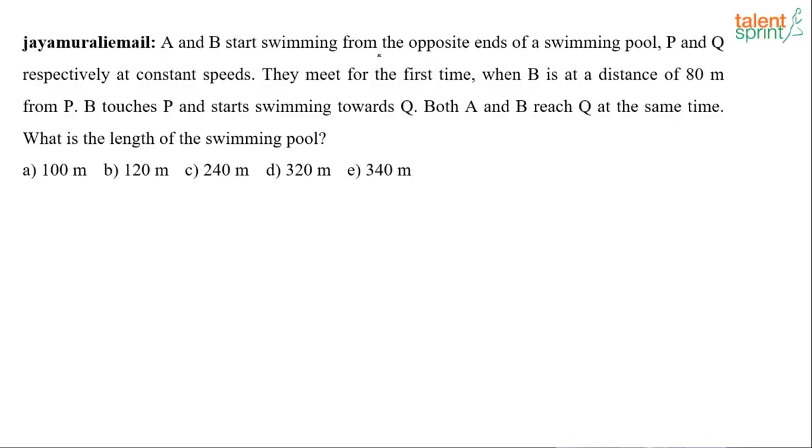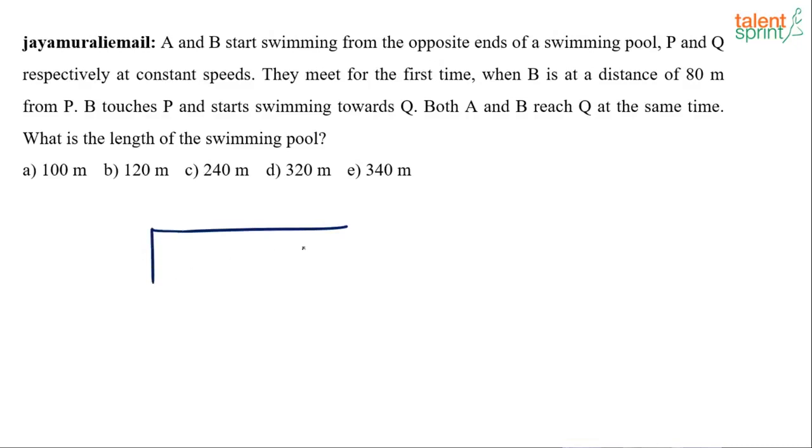A and B start swimming from the opposite ends of a swimming pool, P and Q respectively, at constant speeds. They meet for the first time when B is at a distance of 80 meters from P. B touches P and starts swimming towards Q. Both A and B reach Q at the same time. What is the length of the swimming pool?